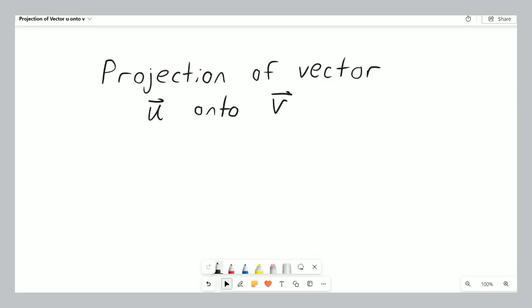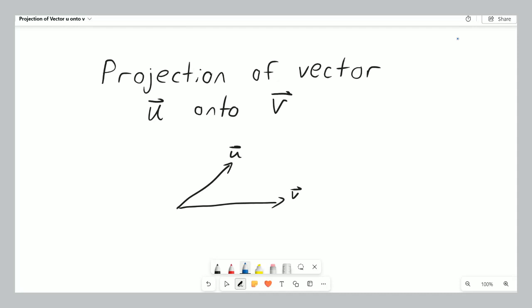How's it going, everyone? In this video, we're going to discuss the concept of projection of one vector onto another and how to calculate what the projection of one vector onto another is. So first, what does it mean? Let's say you have two vectors that we're going to call u and v, and we want to know the projection of vector u onto vector v.